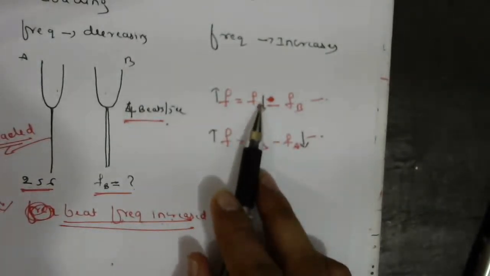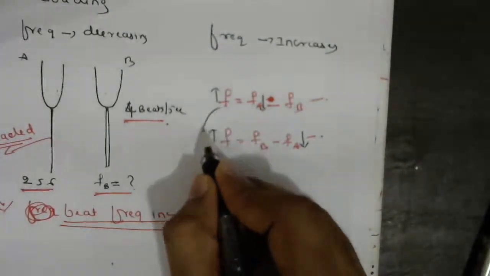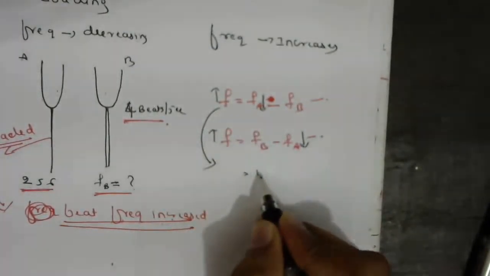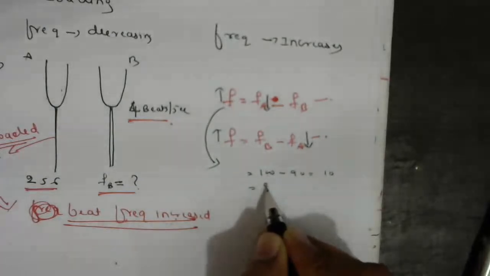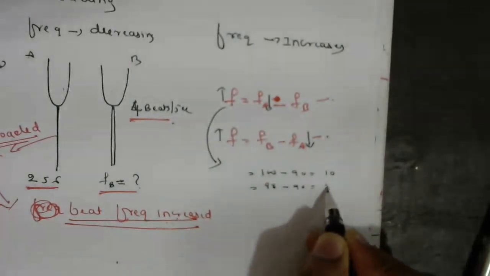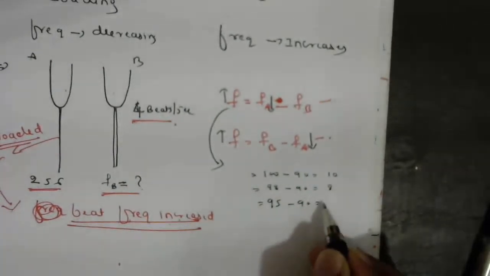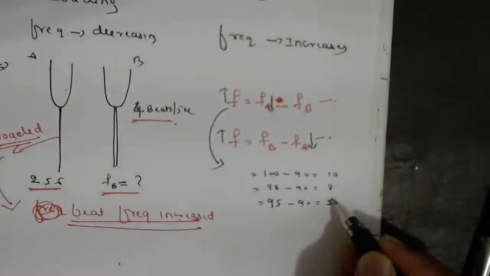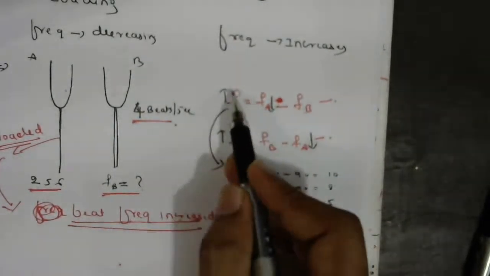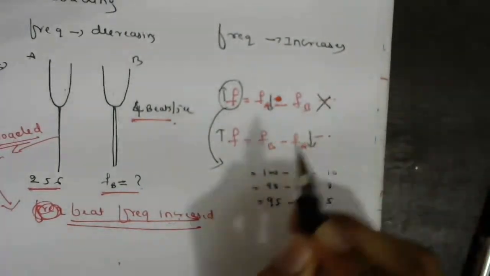If it is decreasing, consider the difference between these two. For example, first 100 minus 90, how much is it? 10. After that I'll take 98 minus 90, what is it? 8. 95 minus 90, what is it? 5. The difference is decreasing. But what is required? Increase. We required an increase. That's why the first one is wrong.